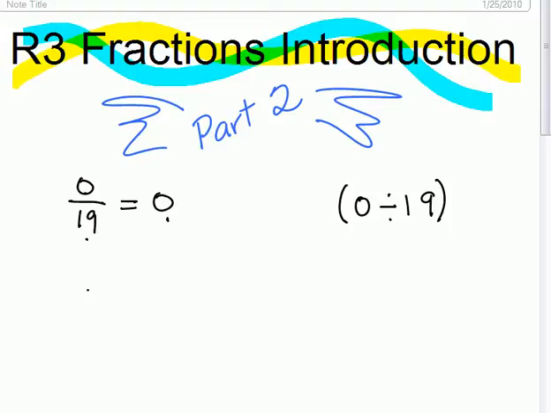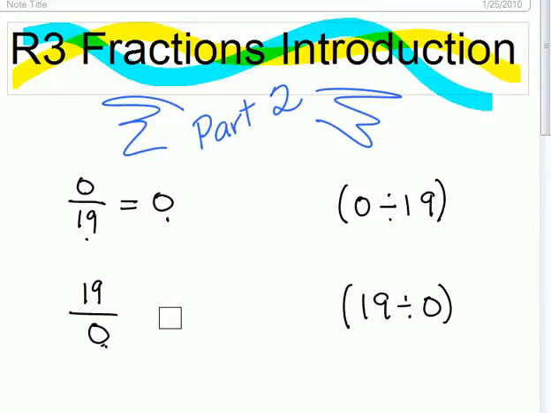Likewise, when you have 0 in the denominator, so 19 divided by 0, another way to see that fraction, well, it doesn't equal anything because there's nothing you can multiply 0 by to give you 19. So we say that's not equal to anything, so I'm going to get rid of those equal signs and just say that is undefined.